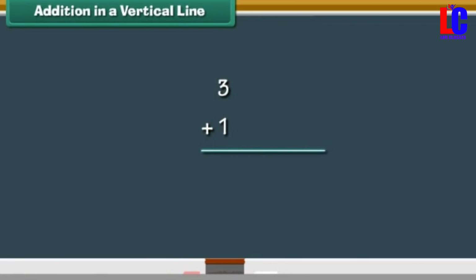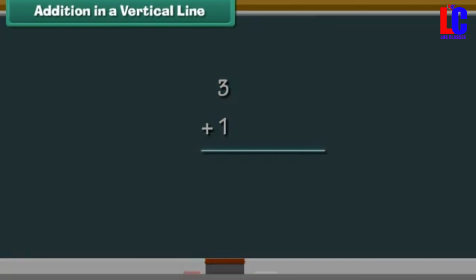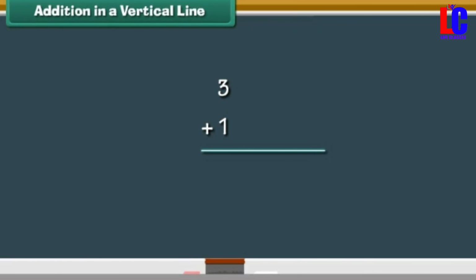What is 3 plus 1? Write the 2 numbers one below the other. Draw 3 vertical lines next to 3. Draw 1 vertical line next to 1. Count the vertical lines. 1, 2, 3, 4. 3 plus 1 is 4.